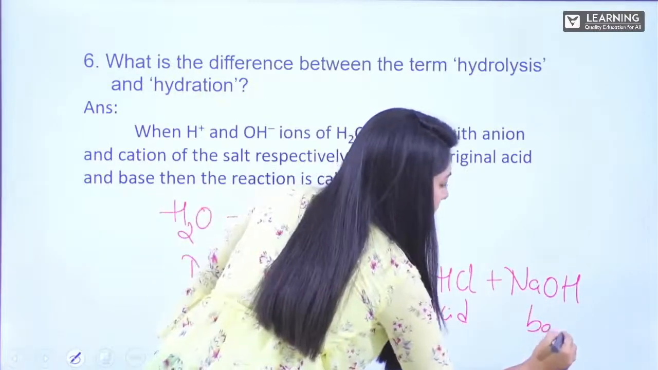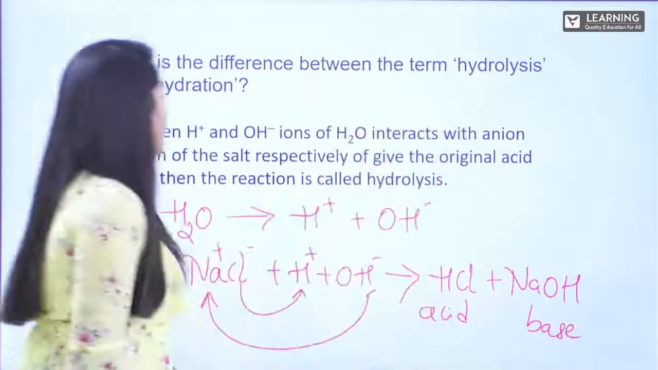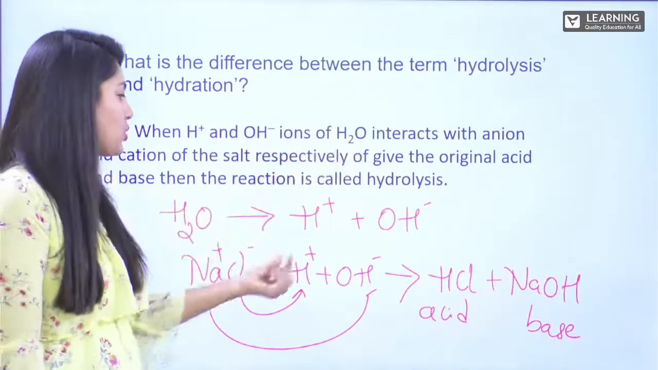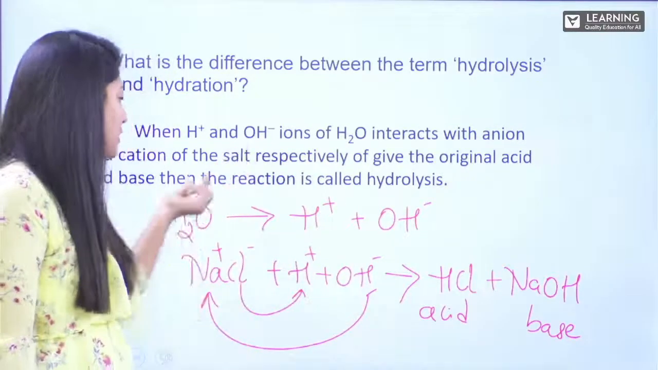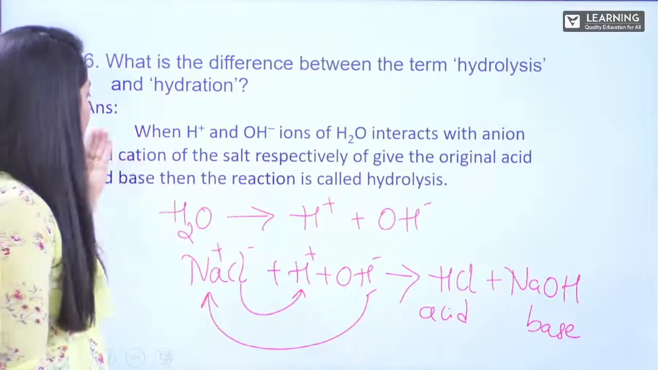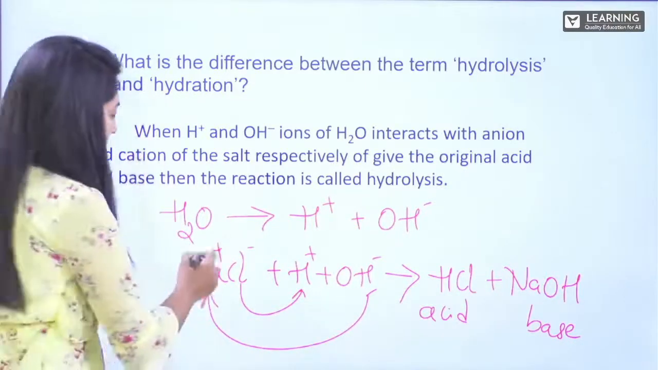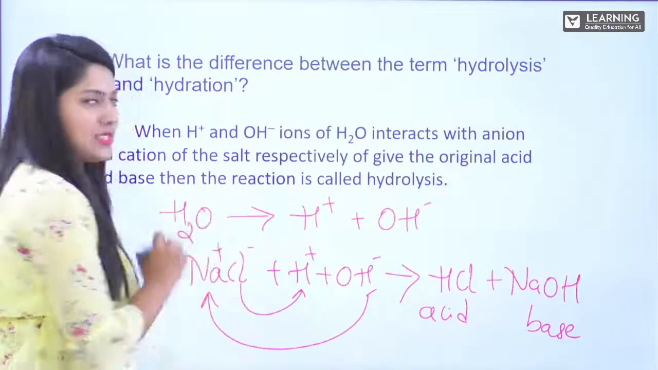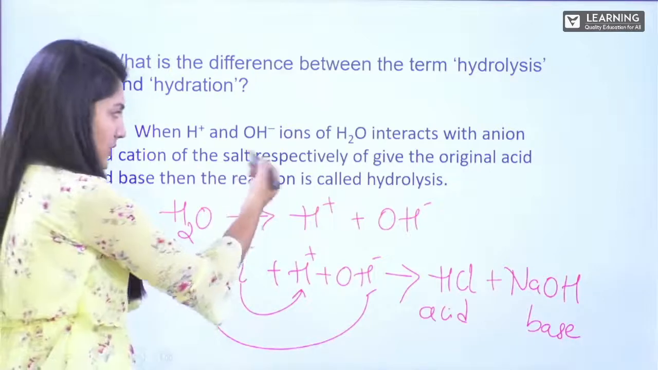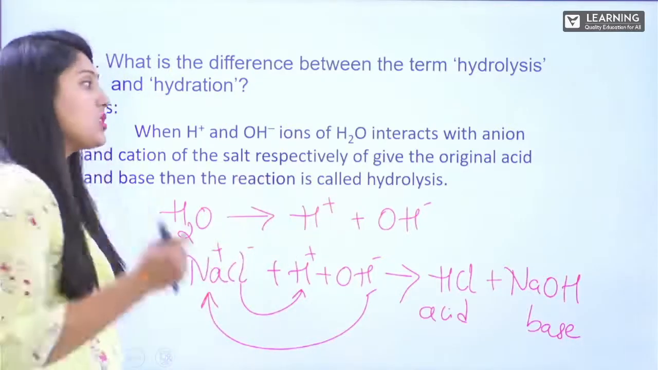It's a base. So when H plus and OH minus ions of H2O interact with the anion and cation, Na plus is the cation and Cl minus is the anion of a salt. NaCl, the respective salt, will give you the original acid.